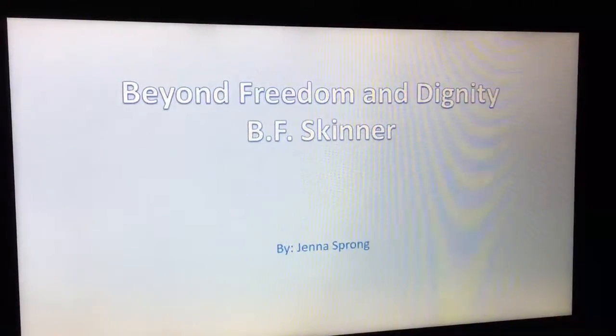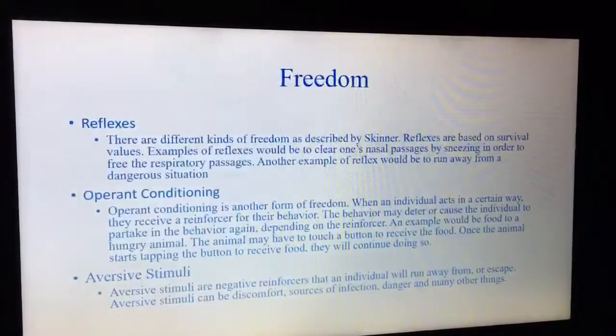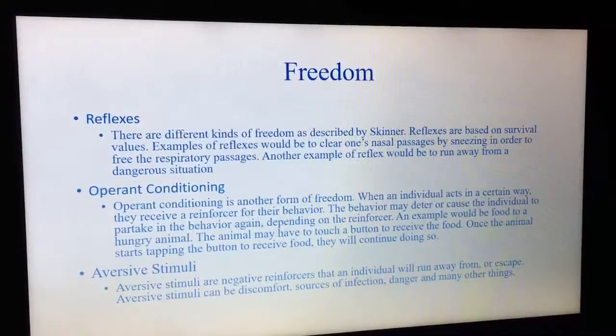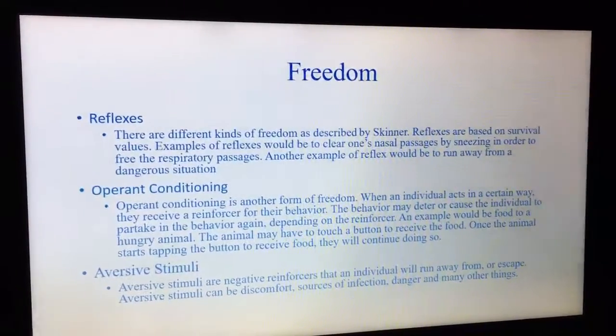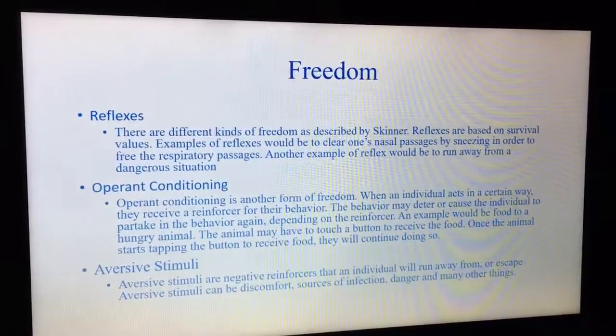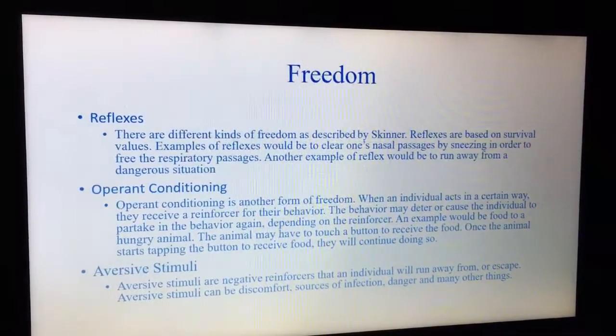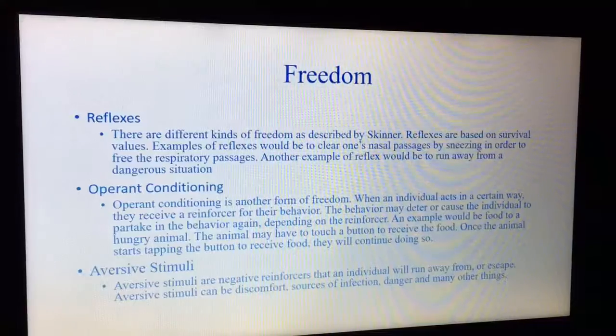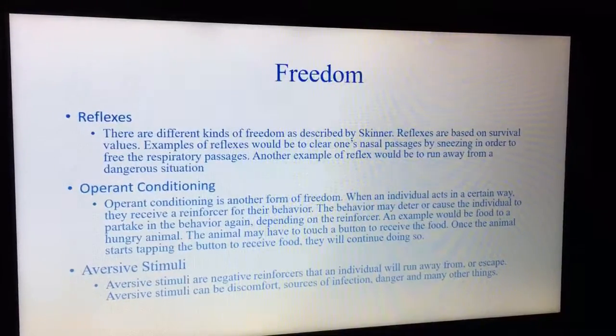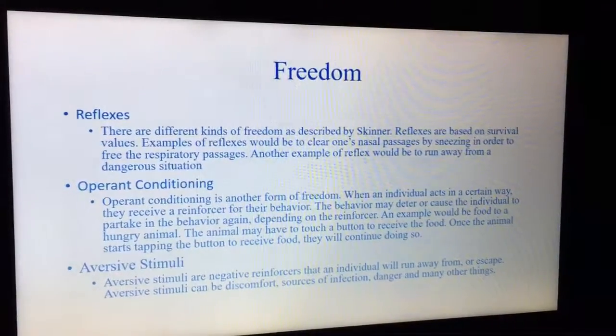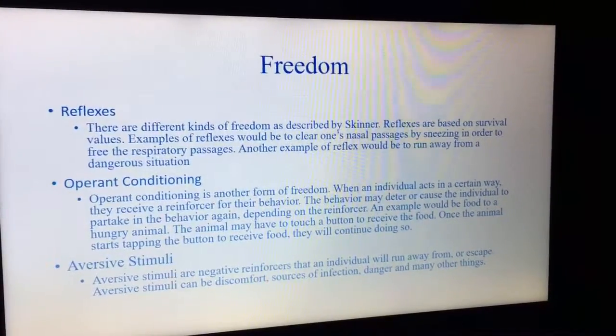Beyond Freedom and Dignity by B.F. Skinner. There are different kinds of freedom as described by Skinner. Reflexes are based on survival values. Examples of reflexes include to clear one's nasal passage by sneezing in order to free the respiratory passages, and another form of reflex example would be to run away from a dangerous situation.